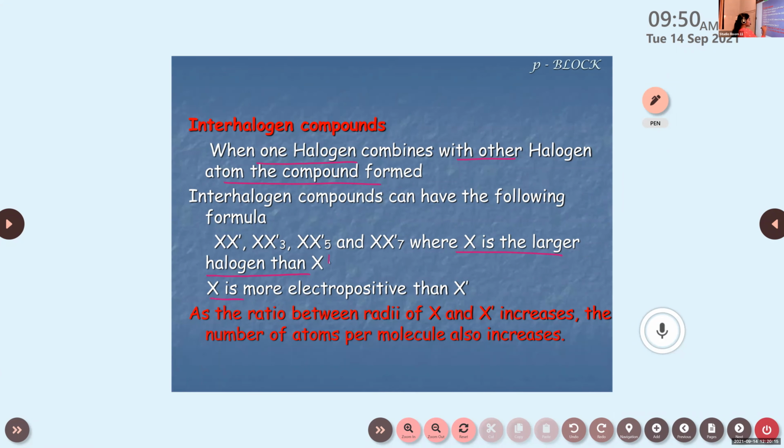And X is more electropositive than X'. Clear? Is this clear? Then as the ratio between the radii of X and X' increases, the number of atoms per molecule also increases.